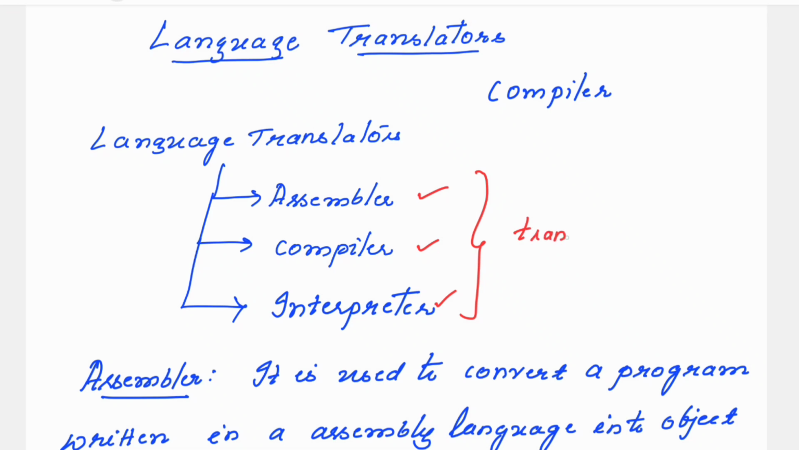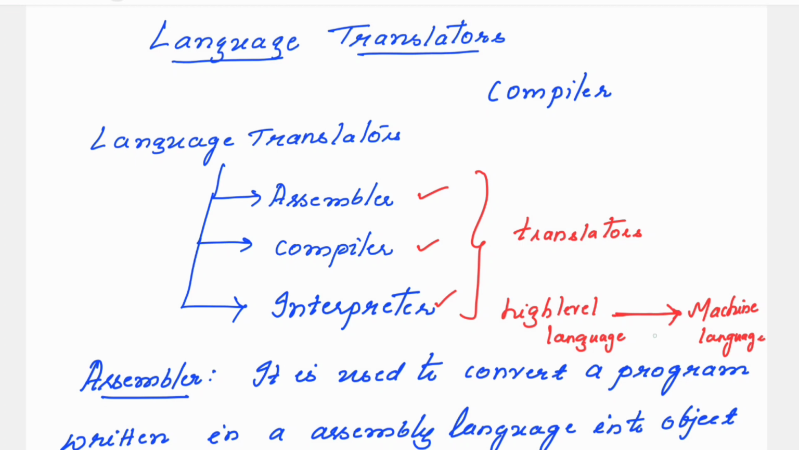Now why do we require translators? Normally whatever program the user or the programmer is writing, it is always in high level language. So this high level language cannot be understood by the machine. This language has to get converted into what? Into a language which can be understood by the machine, and that is called the machine language. So a program which converts this high level language into a machine language is a translator. Now this translator can be an assembler, it can be a compiler, or it can be an interpreter.